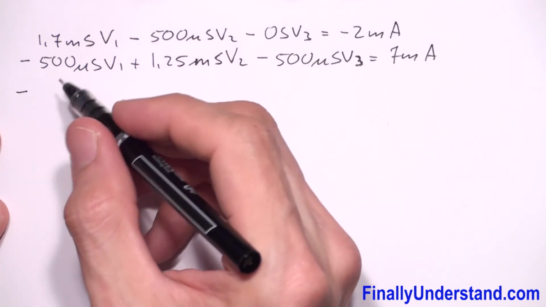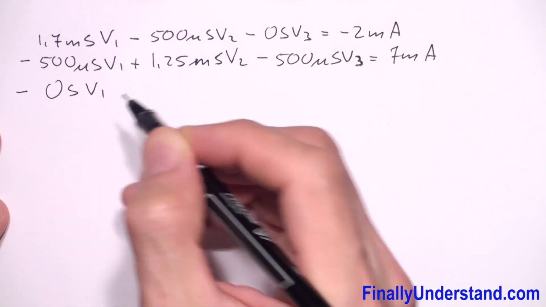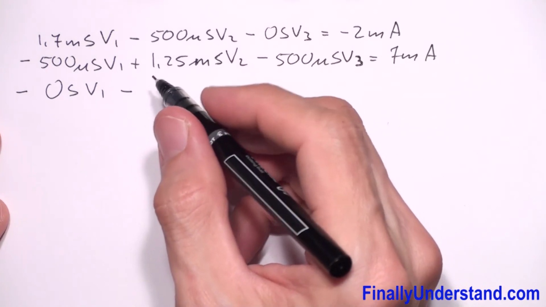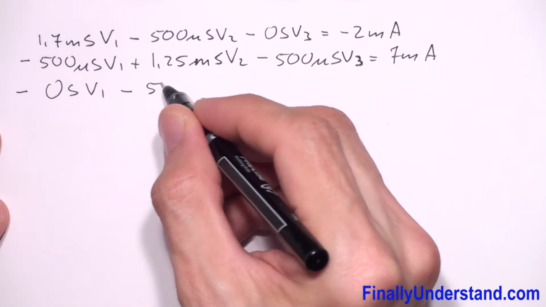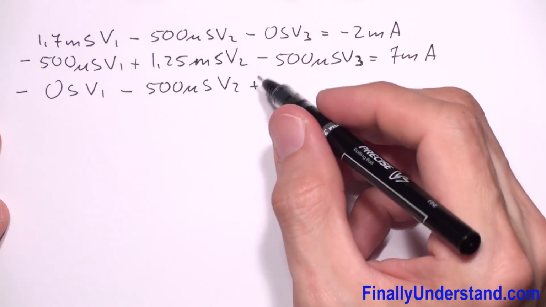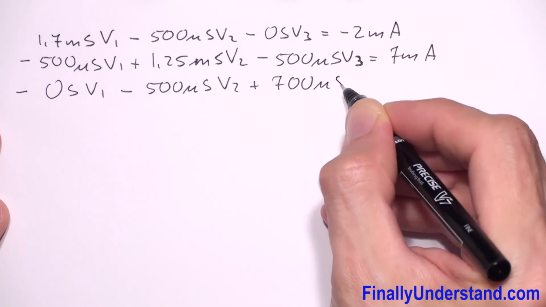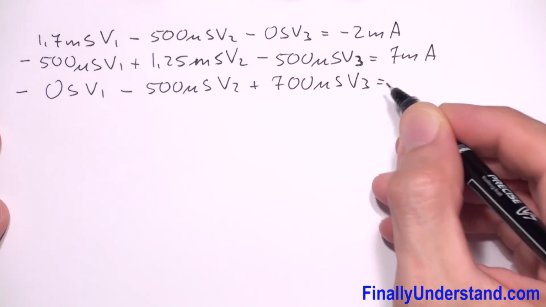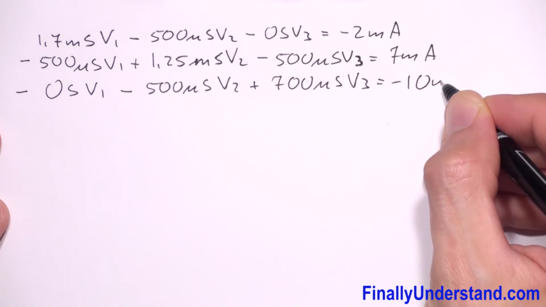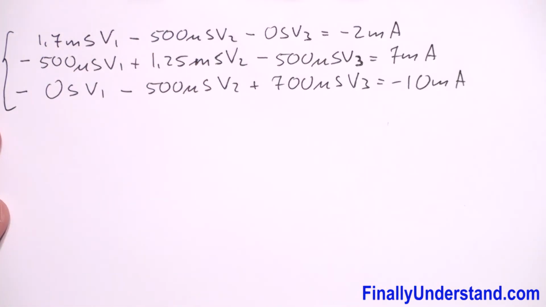So I have negative sign, and I have Y31, which is equal 0 Siemens V1, minus Y32, which is equal 500 microsiemens V2, plus Y33, which is equal 700 microsiemens V3, and this is equal sum of the currents at node 3, which is equal -10 milliamps. Okay, so we got 3 nodal equations.